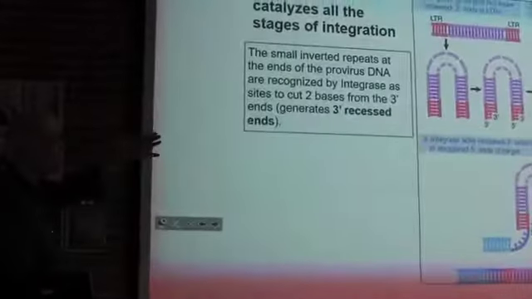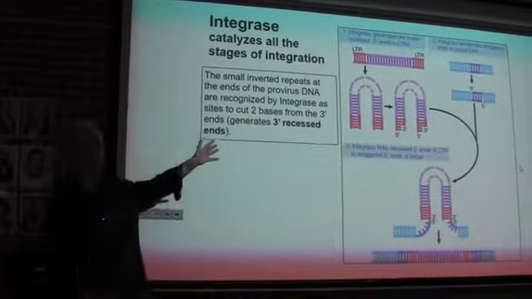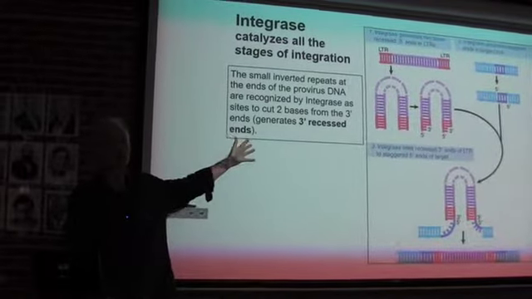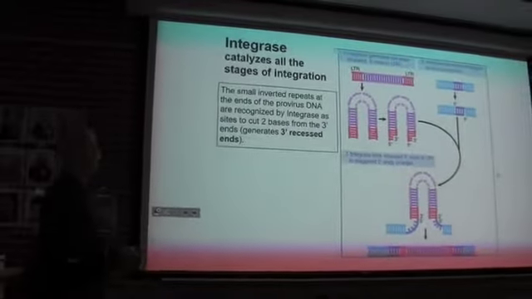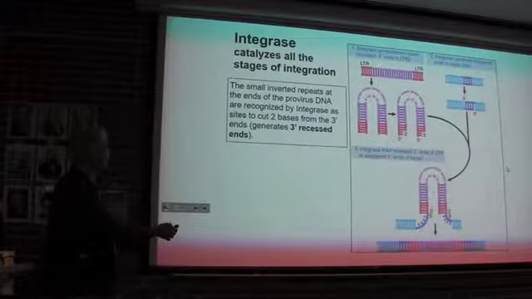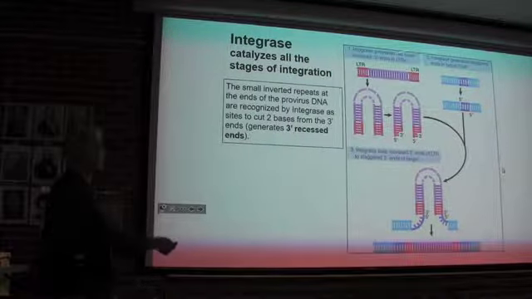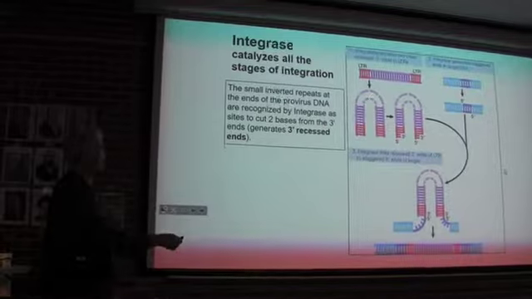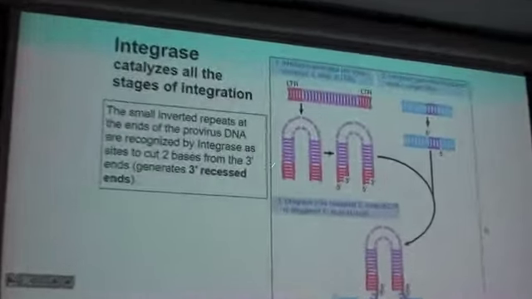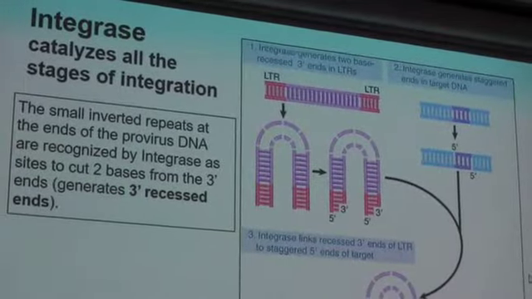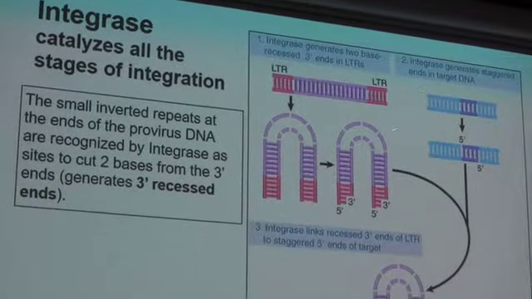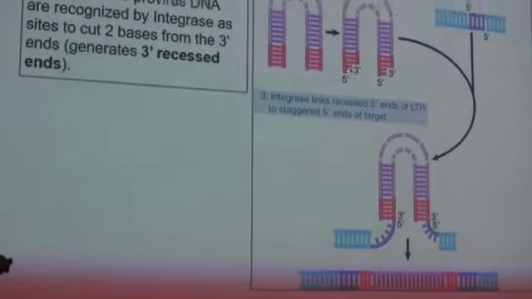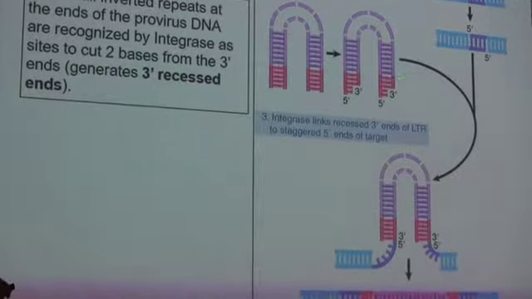Okay, so this is a diagram you don't have to memorize. Just know generally what's happening. And this is how the long terminal repeats interact with the integrase enzyme. It forms this structure that you've seen before in other transposons. You don't really need to memorize this. Just know that there are two bases missing. See the two bases here? Two bases missing at the ends of the long terminal repeat when it integrates.